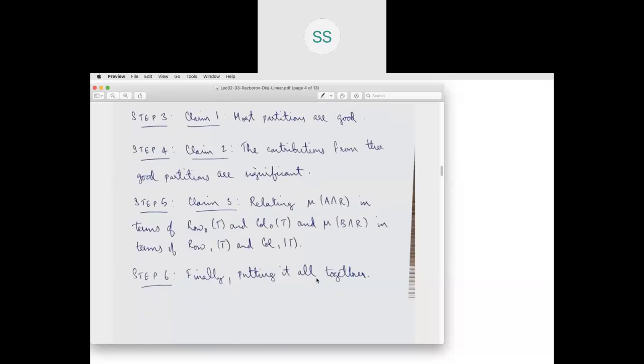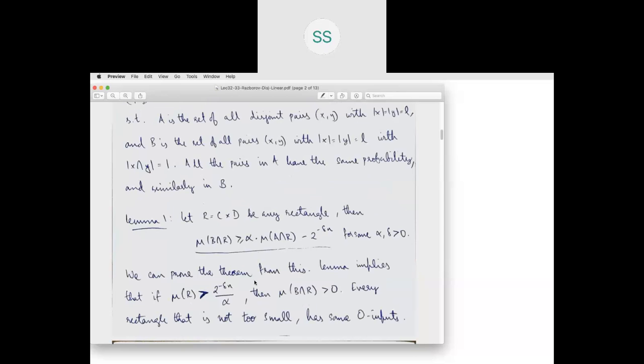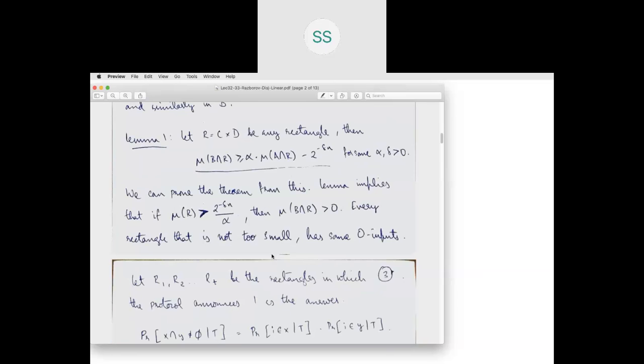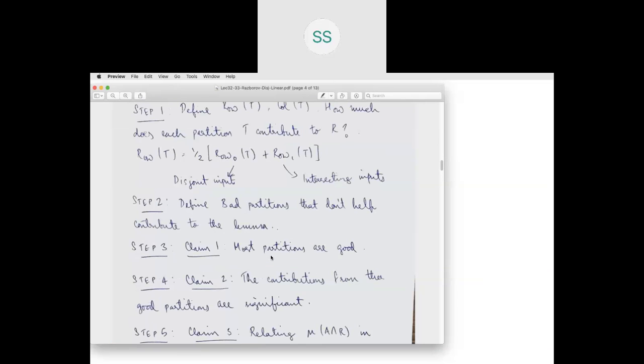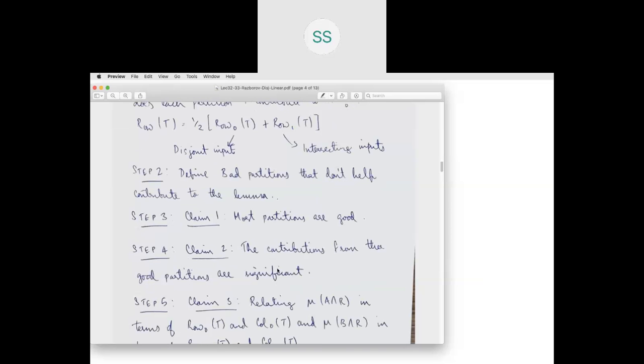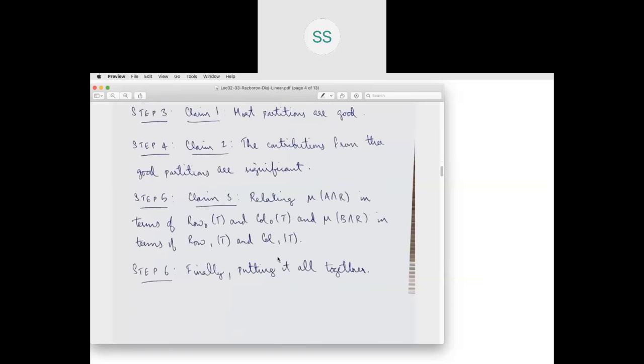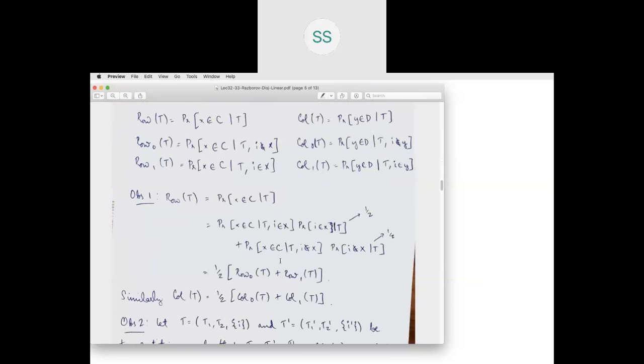Putting all this together, we get the lemma statement, which is again mu of B intersection R is at least alpha times mu of A intersection R minus 2 power minus delta n. Just to recap, mu of B intersection R is the contribution from the 0 inputs, and this is the contribution from the 1 inputs. Mu of A intersection R is the contribution from the 1 inputs. And that's what we want to show. We went through the entire proof of the lemma except for the proof of claim 1. So today that's what we will show.